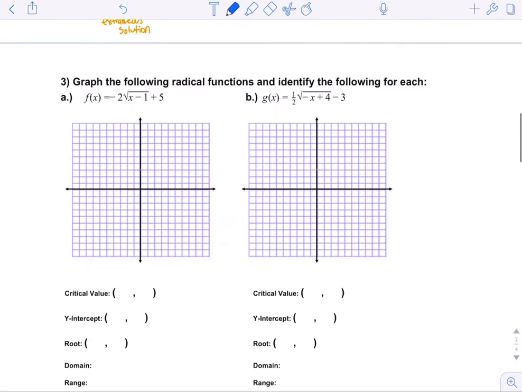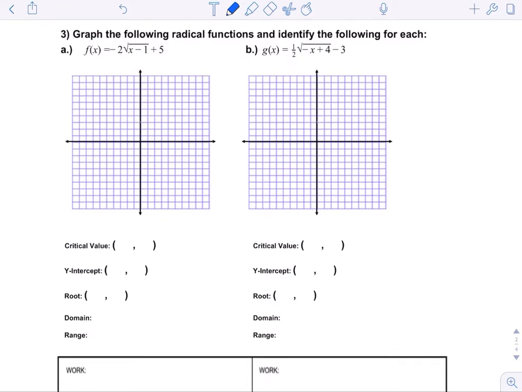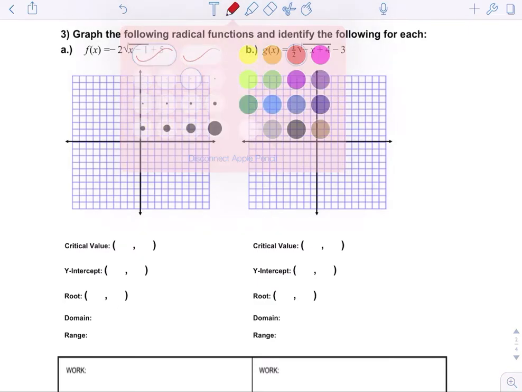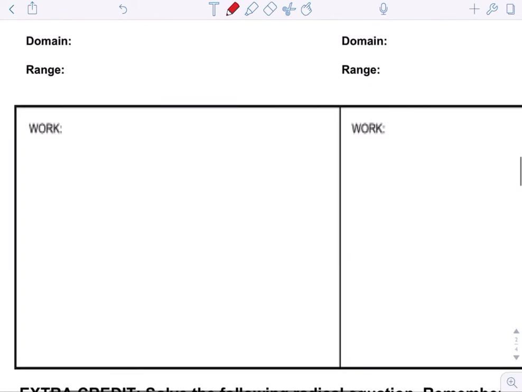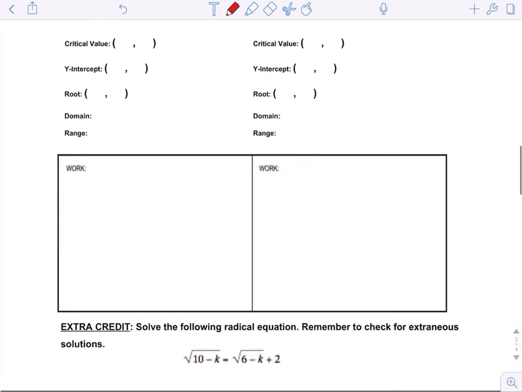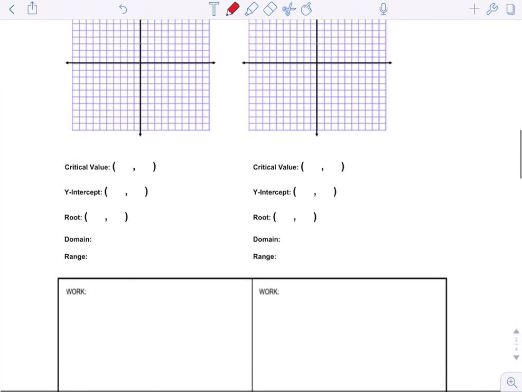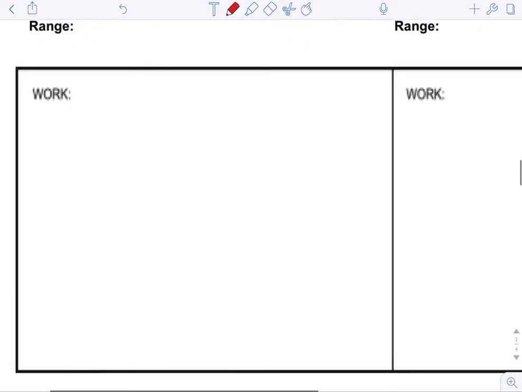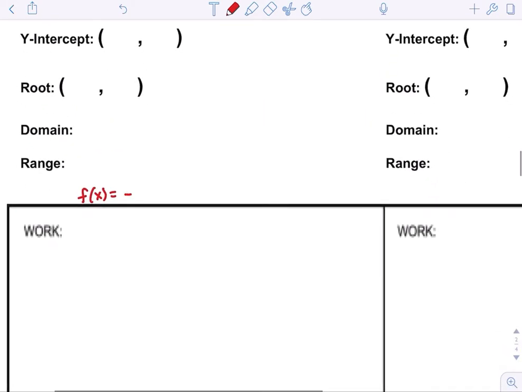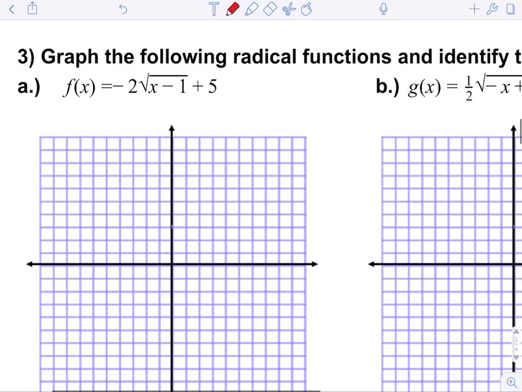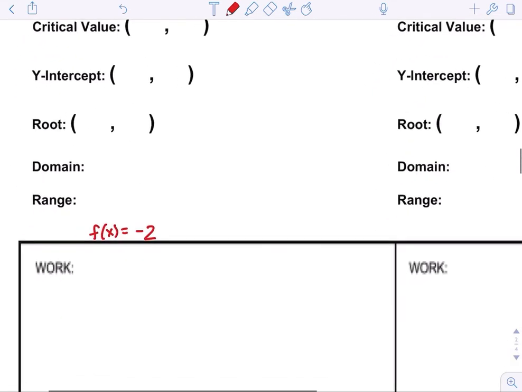Alright, last two. So let's take a look. I'm just going to make a table for us first of all. Let me write the original equation down here so that you all know. So here's the original equation, which is written above. f of x is equal to negative 2 times the radical of x minus 1, plus 5.